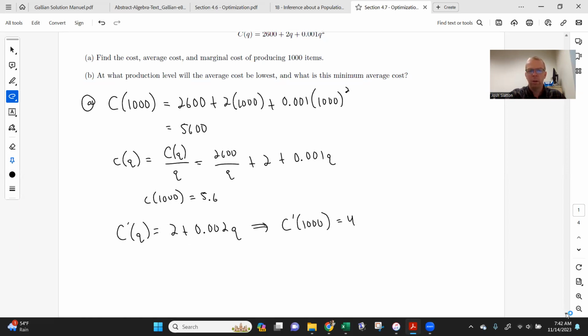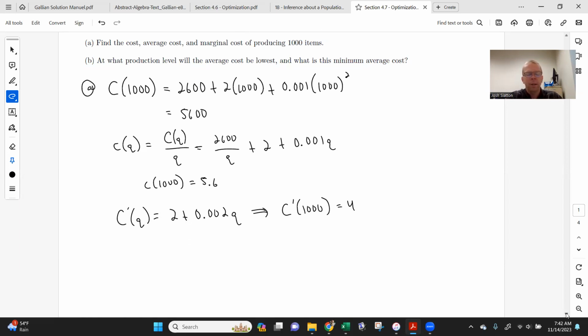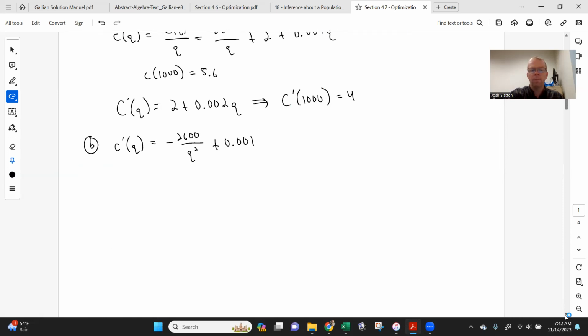Part B is also pretty straightforward. At what production level will the average cost be lowest, and what is the minimum cost? So we're going to take the derivative of lowercase c. That would be negative 2,600 over Q squared plus 0.001. We're going to set that equal to 0. So 0 equals negative 2,600 over Q squared plus 0.001, so 2,600 over Q squared equals 0.001.